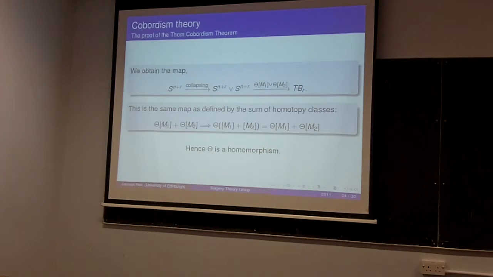So indeed it's exactly the same map as we saw before, only now we are working on a wedge sum of two different spheres. And that's why we wanted the tubular neighborhood of M1 and the tubular neighborhood of M2 to lie in two different half planes, so that they fit together. And well, we are done, because this is exactly the same map as is defined by the homotopy classes. So it's indeed a homomorphism.